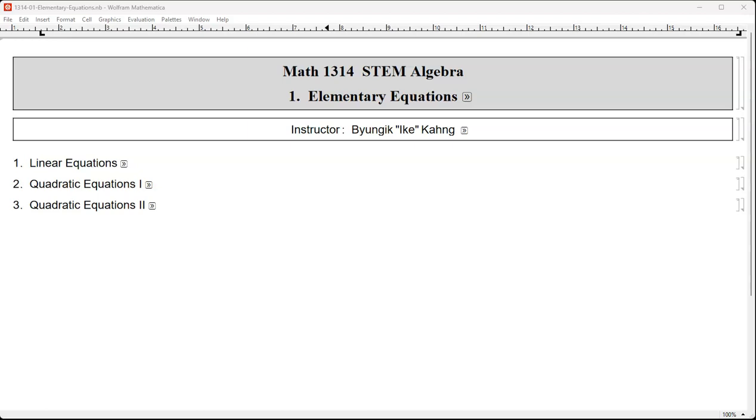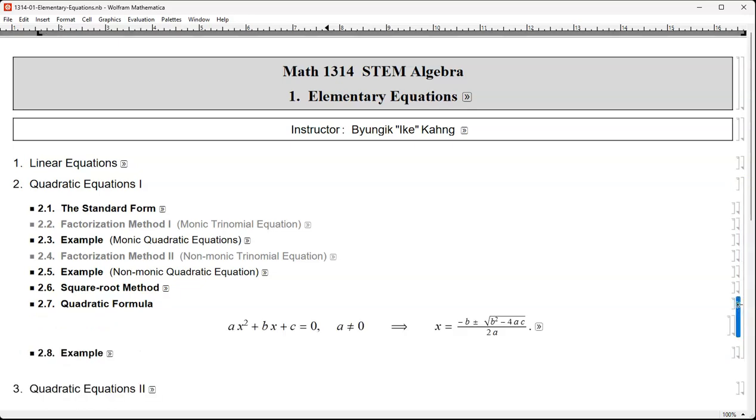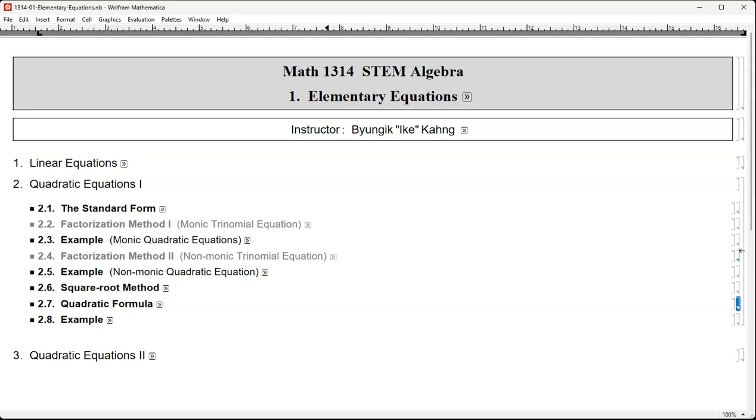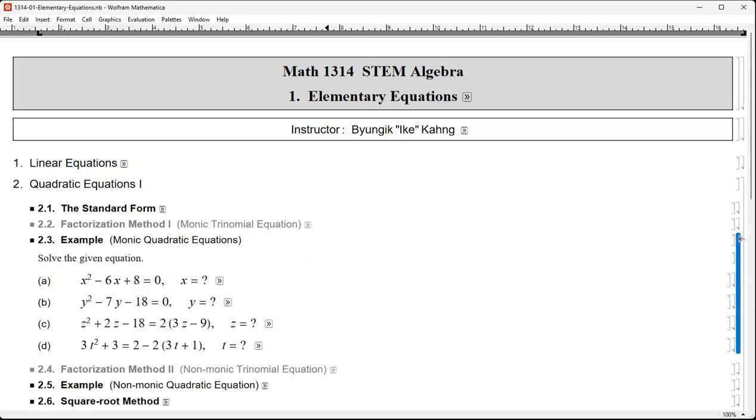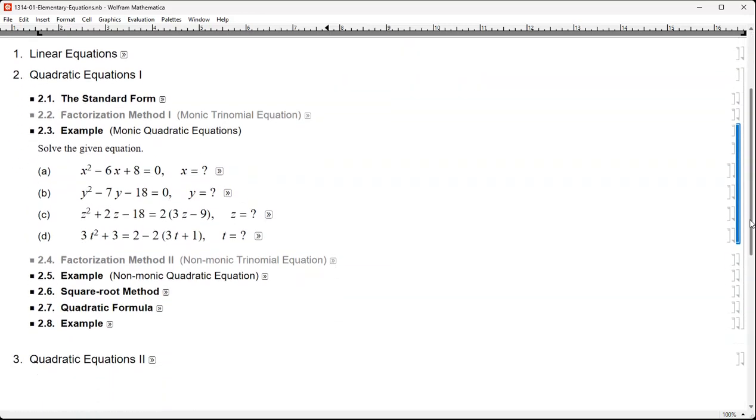Hello students, welcome back. Previously we went through the quadratic formula method and then the factorization technique for monic quadratic equations. Monic came from mono, which means one in Latin, and the leading coefficient is 1. The leading coefficient is 1. Here too, the leading coefficient is 1. Here, the leading coefficient may look like 3, but after simplification, it came down to 1. So those are all monic quadratic equations.